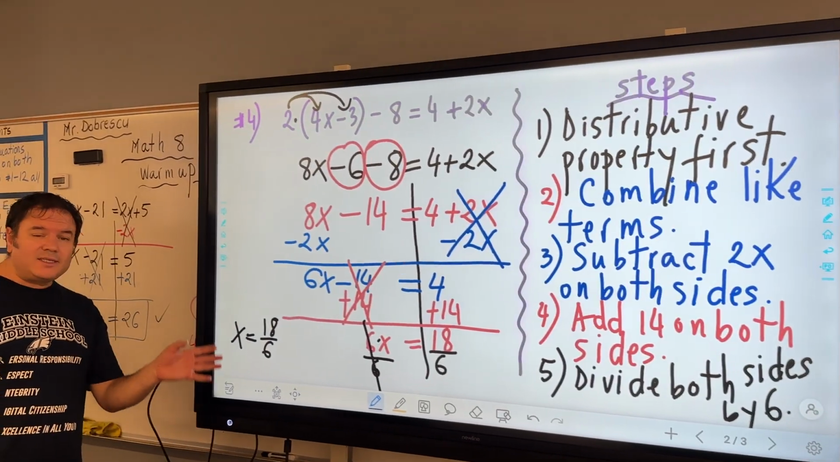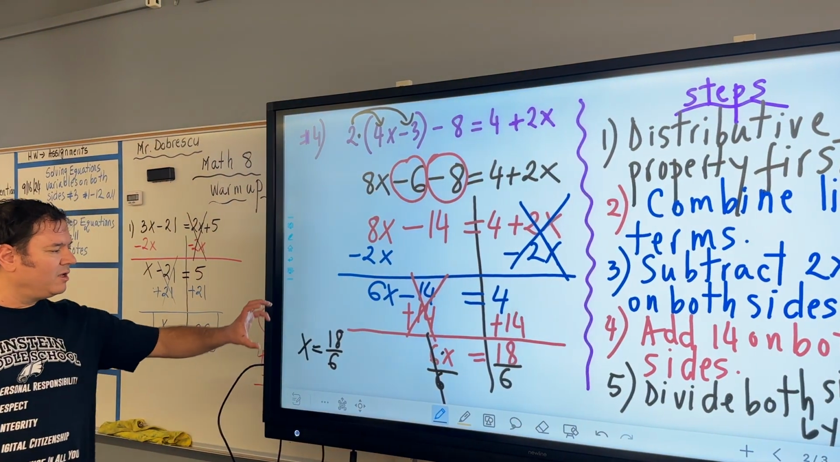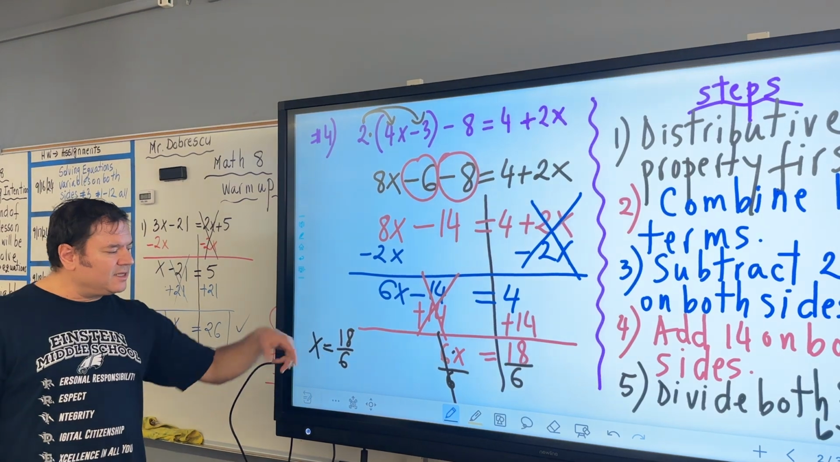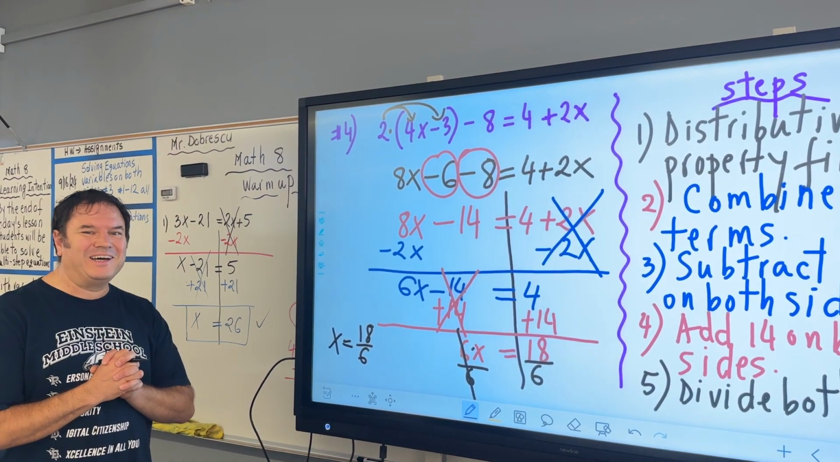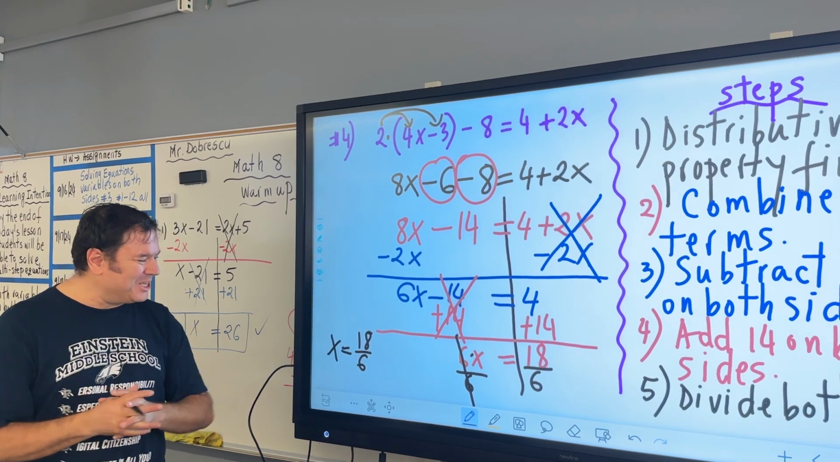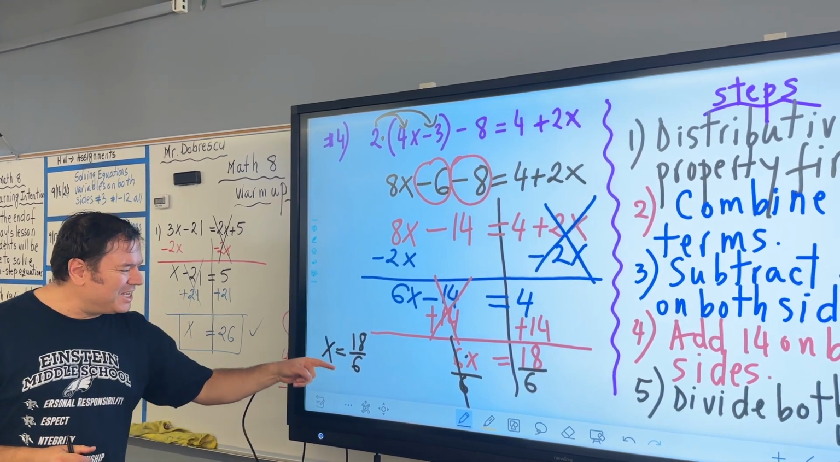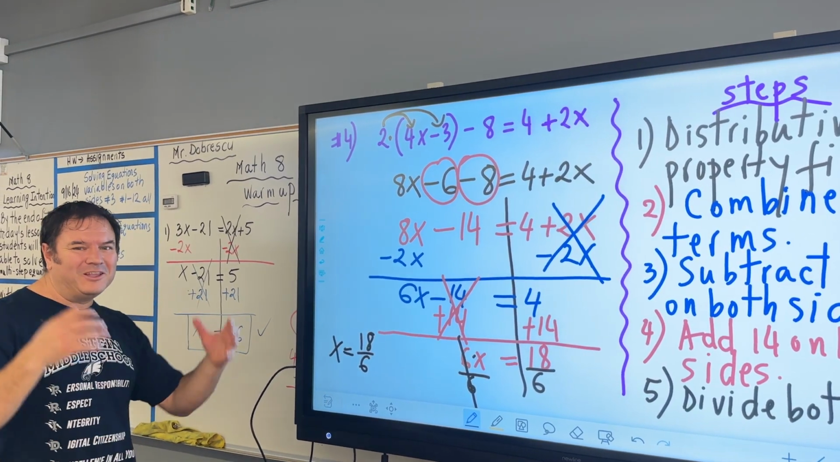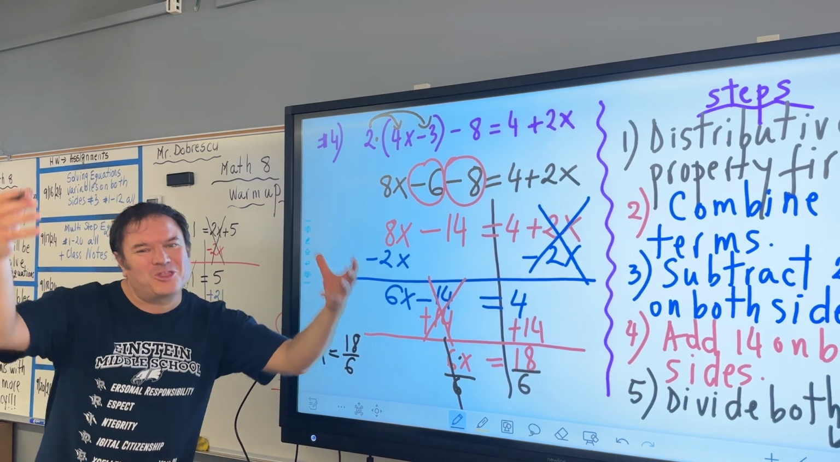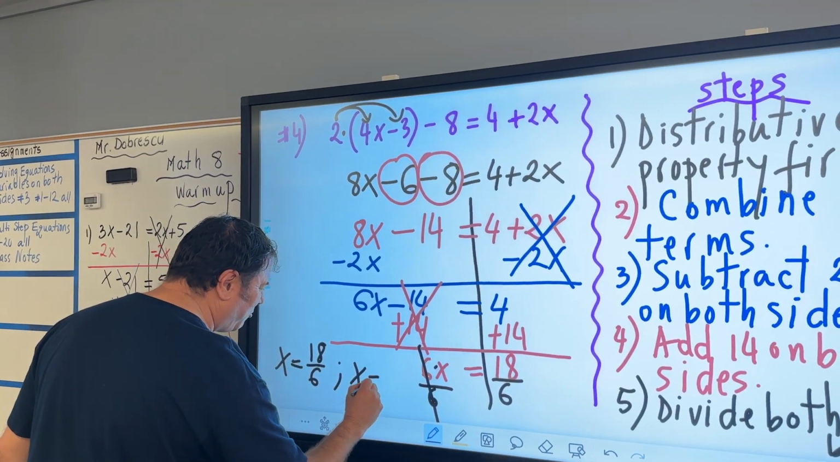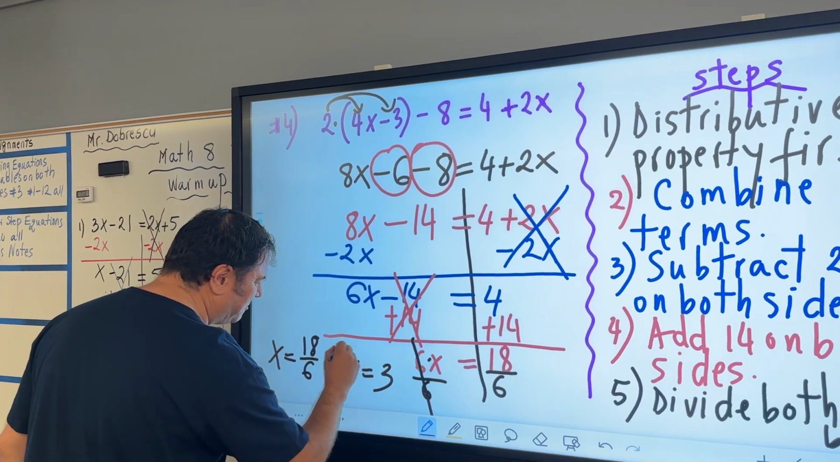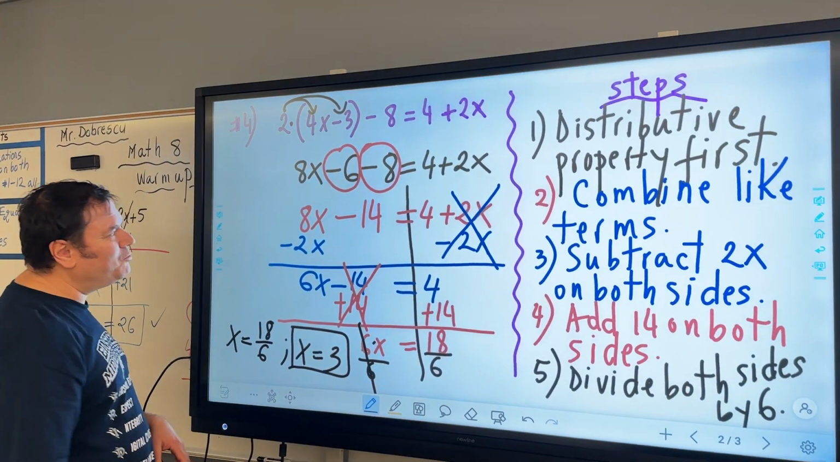And of course, this is not going to give us a perfect whole number, because 6 does not go into 18, or does it? It does go. Just checking if you guys are paying attention. 6 times what gives you 18? And of course, 6 times 3 equals 18. So finally, x equals 3. Final answer. So it did work really beautifully.